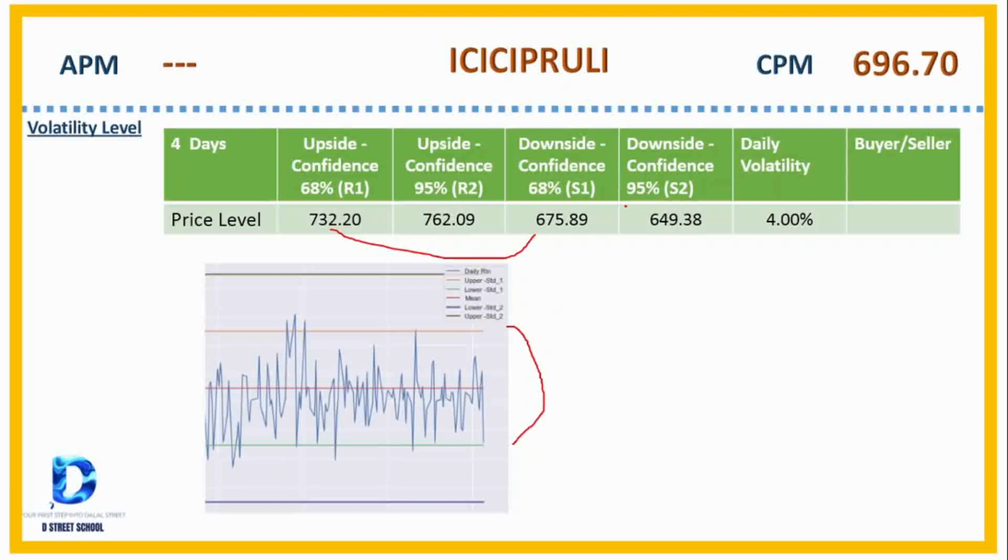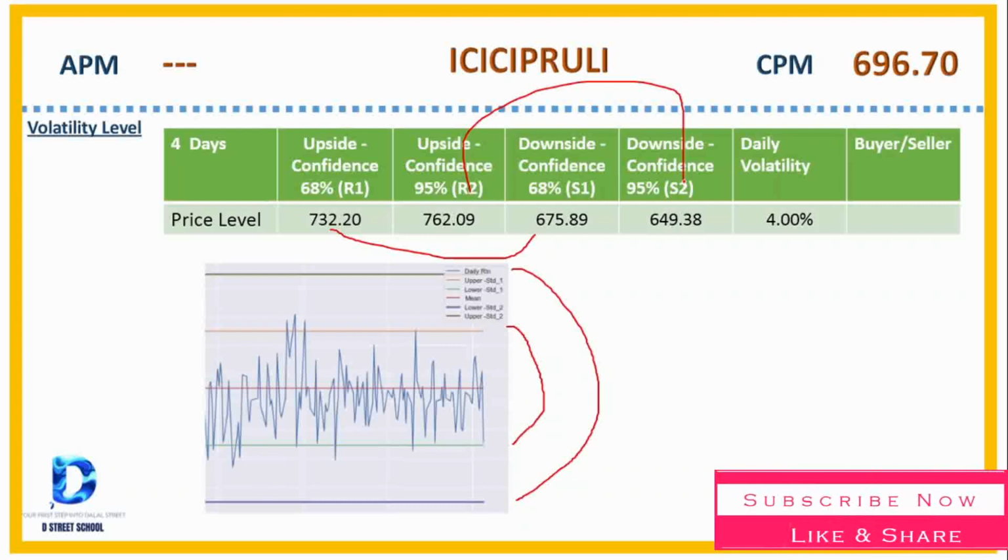In case you do not want to take any chances, you can go for standard deviation 2, which is R2 and S2. You can find the range. So I can tell you 95% confident ICICI Pru will trade within the range of 649 to 762. That will be a huge range. What I would recommend is that initially you stick with standard deviation 1. Once it breaches standard deviation 1, then you can opt for standard deviation 2.